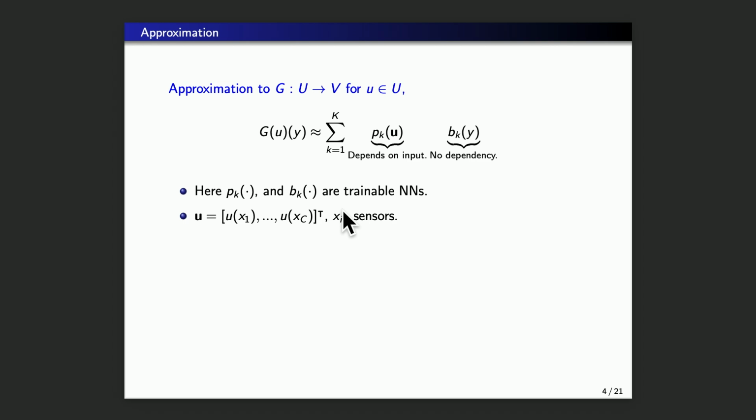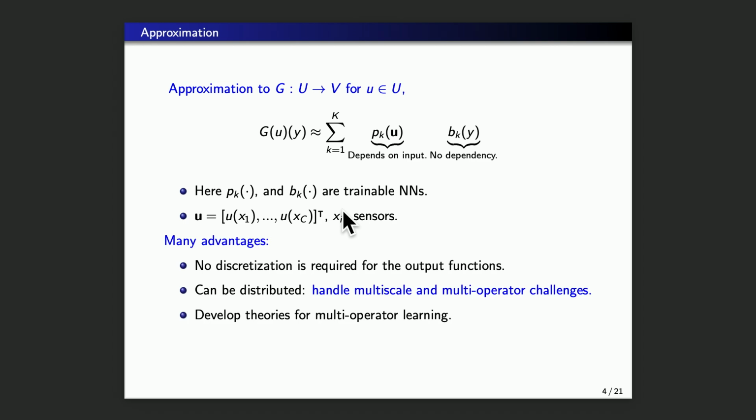Okay, so the structure over here, or the mathematical formulation over here, actually has many benefits. And here I just want to mention something. So the first one is that there is no discretization required for the output function. The output function particularly is this G(U)(Y), which depends on Y. The reason is straightforward, just because the independent variable of the output function, particularly this Y over here, is also a network input. Particularly it is a basis input over here.